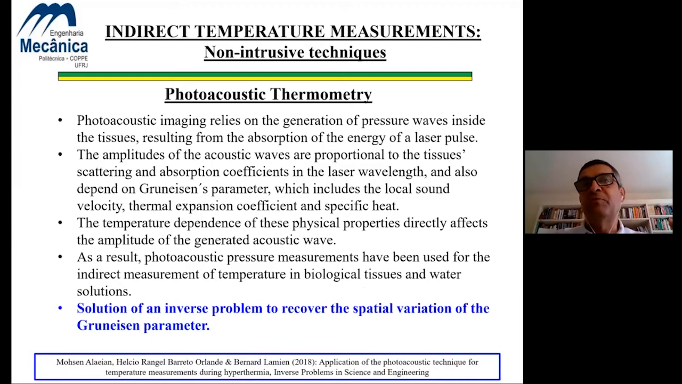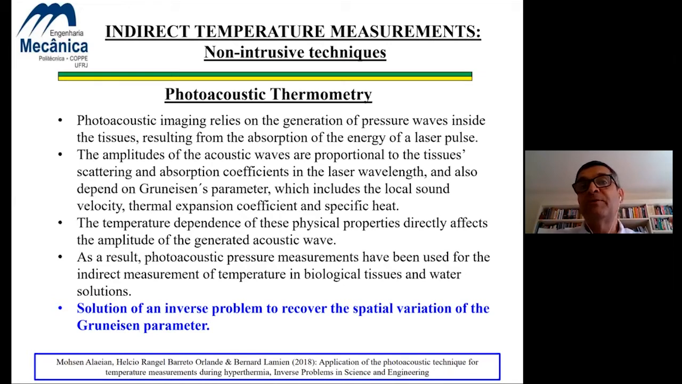The second non-intrusive and direct temperature measurement of internal tissues that I would like to present is the photoacoustic thermometry. Photoacoustic imaging relies on the generation of pressure waves inside the tissues, resulting from the absorption of the energy of a laser pulse. The amplitudes of the acoustic waves are proportional to the tissue's scattering and absorption coefficients at the laser wavelength, and they also depend on the Grüneisen parameter, which includes the local sound velocity, the thermal expansion coefficient, and the specific heat.